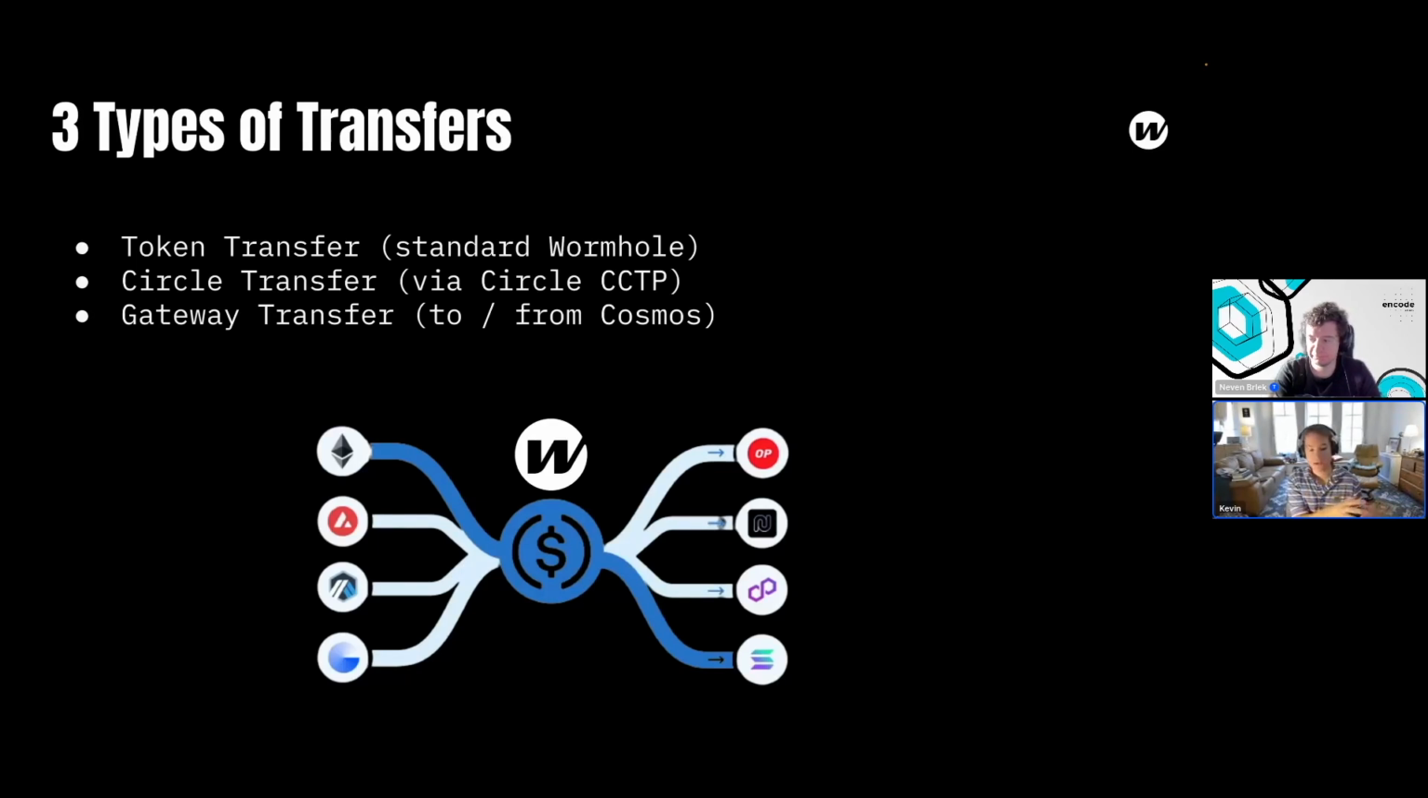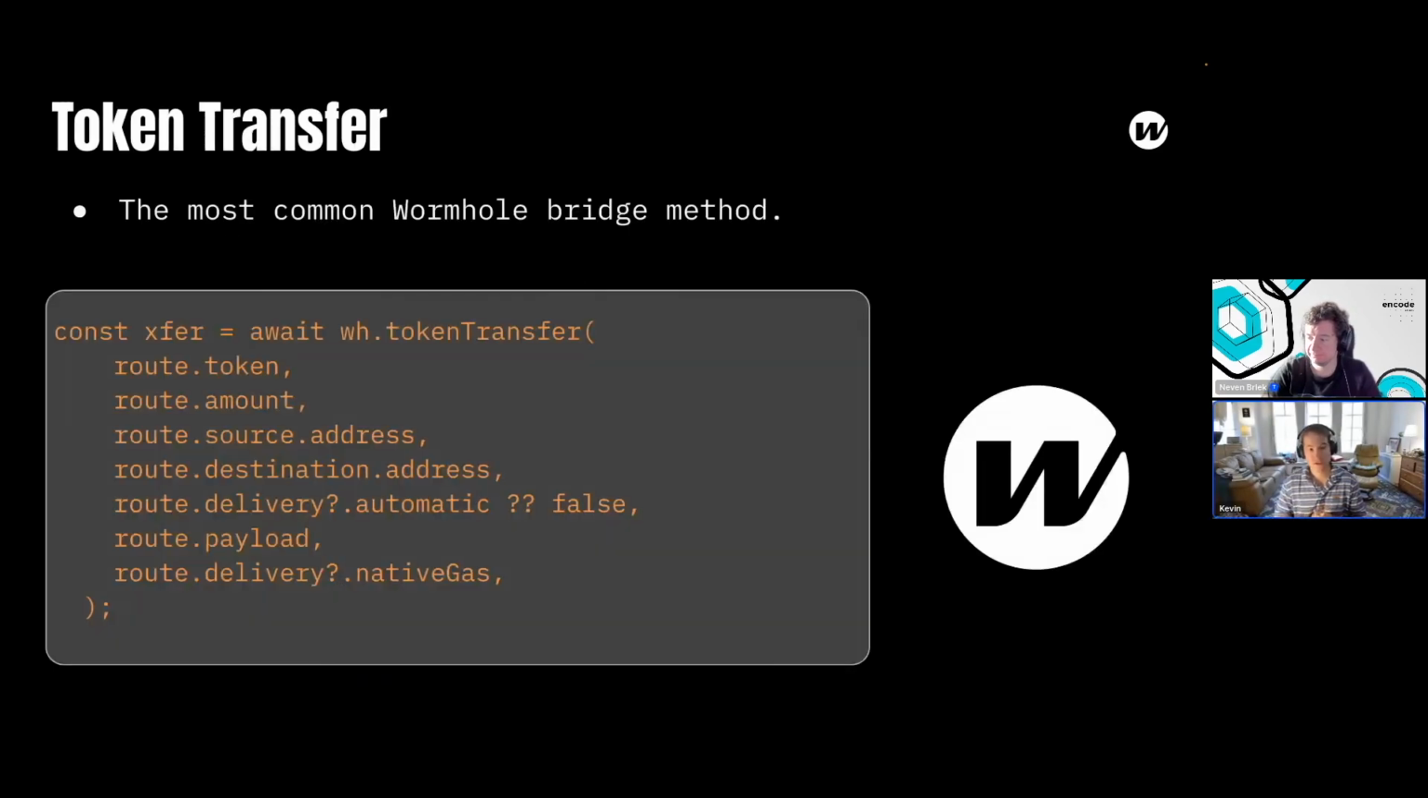We also have a gateway transfer. A gateway transfer is when you're going to or from a chain into Wormhole's gateway chain on Cosmos. And Wormhole's gateway chain on Cosmos is a particular Cosmos chain where funds can go into and then they can get distributed around the Cosmos ecosystem through its native Cosmos IBC bridging solution. So the token transfer, again, this is the most common Wormhole method. If you're just bridging a token, more than likely it's going to be through a token transfer.